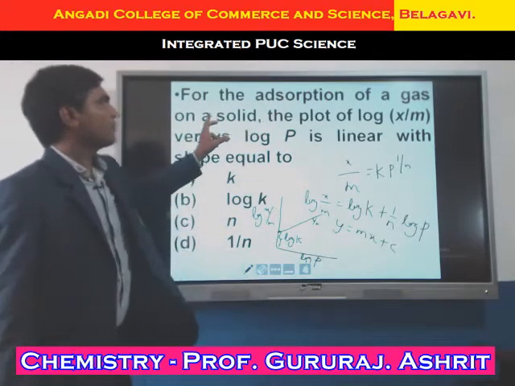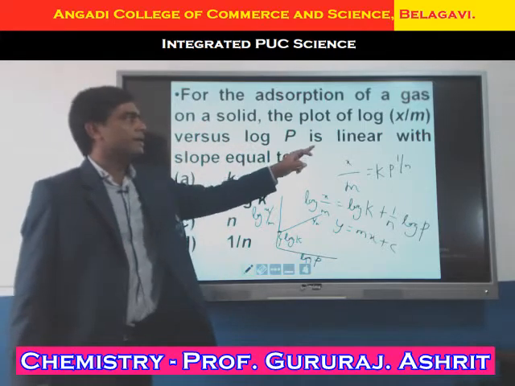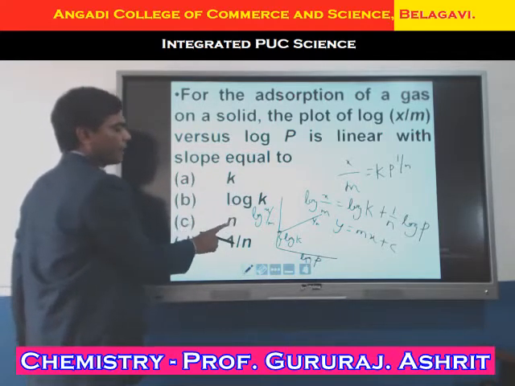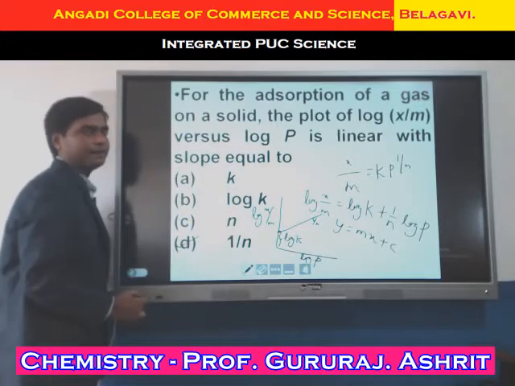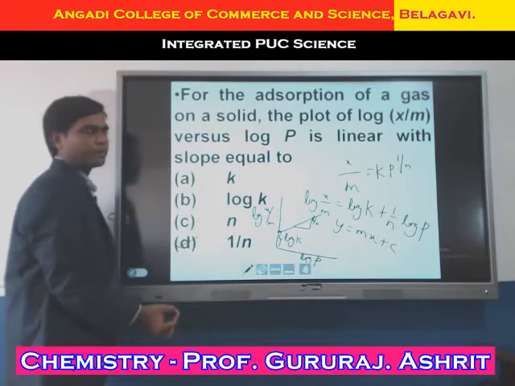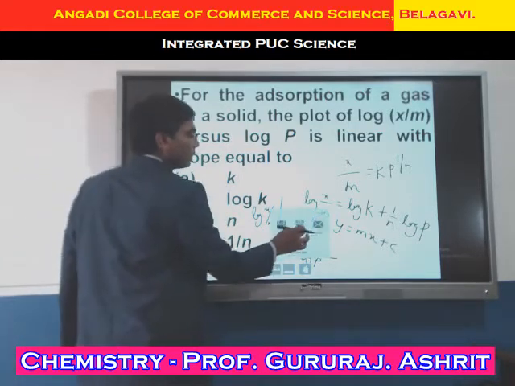For the adsorption of a gas on a solid, the plot of log x by m versus log p is linear with slope equal to k, log k, n, or 1 by n. So the answer is D, that is 1 by n, which is the slope, and log k is the intercept. Okay.